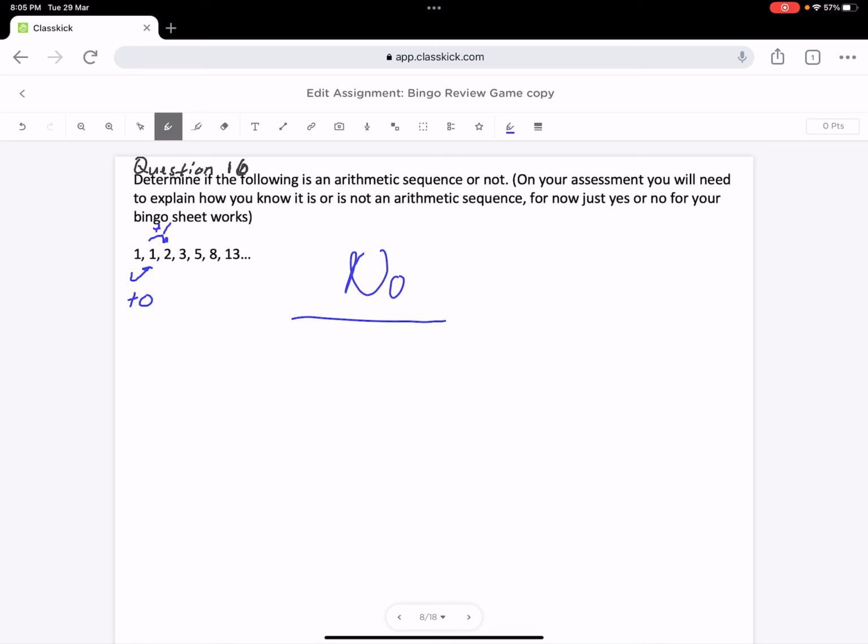You notice it changes for some of them. Maybe here it's also plus 1, but now it's plus 2, plus 3, plus 5, and so on. So it's not the same difference being added. So this is not an arithmetic sequence. Your answer on your test, though, needs to be why. So you would have to explain; all you need to say is no, they're not being added by the same difference. Perfect. All right, let's move on to the next one.